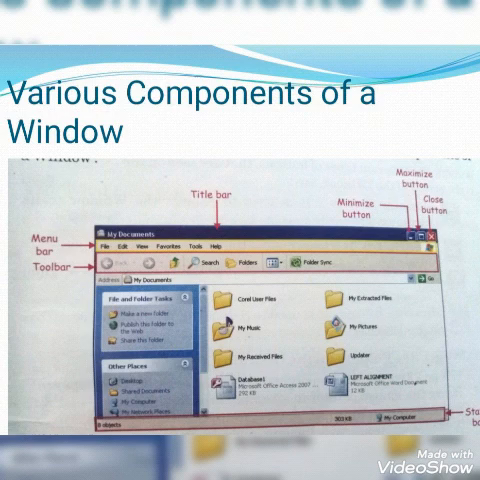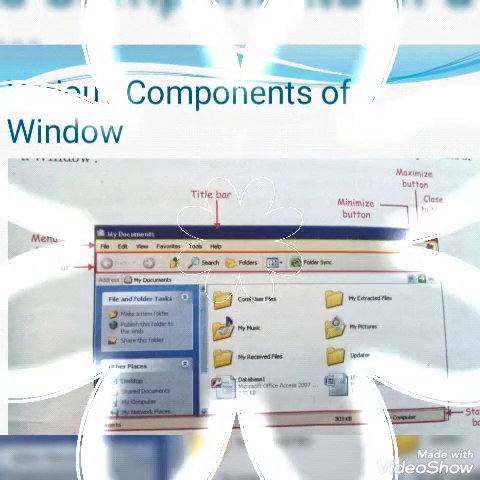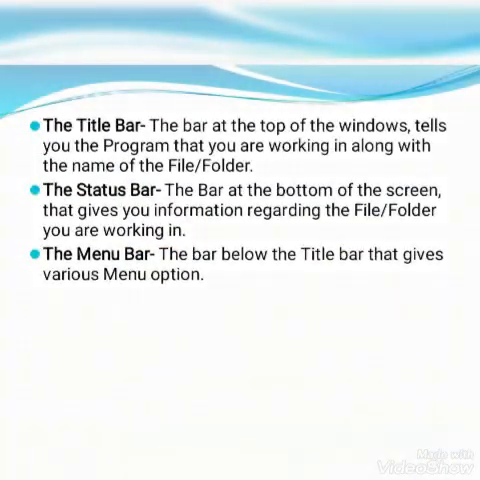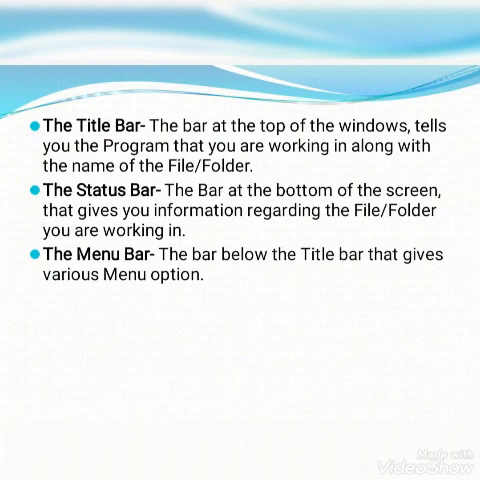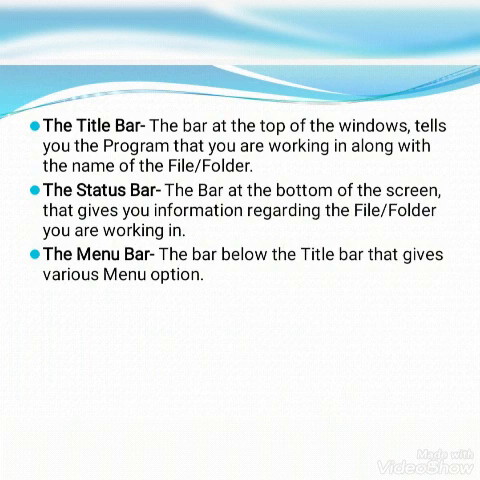Now about the title bar. This bar is at the top of the window. As you have seen in the picture, it tells you in which program you are working along with the name of files and folders. Next one is the status bar. This bar is at the bottom of the screen. It tells you in which folder or file you are working, and also shows whether the caps lock key is on or off.